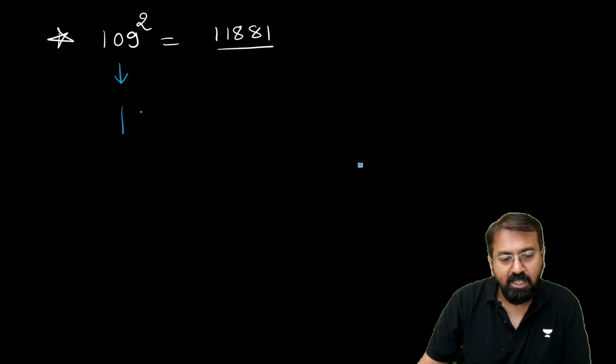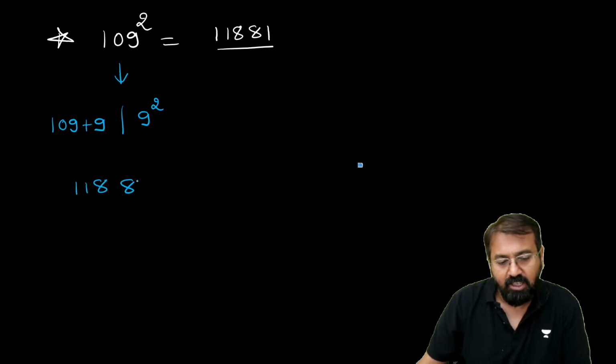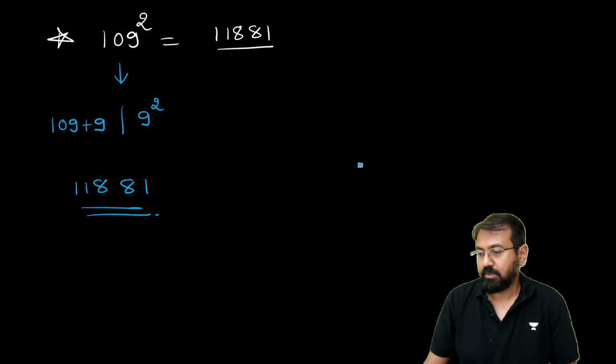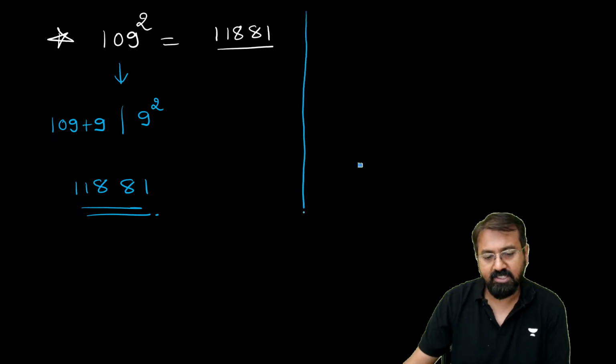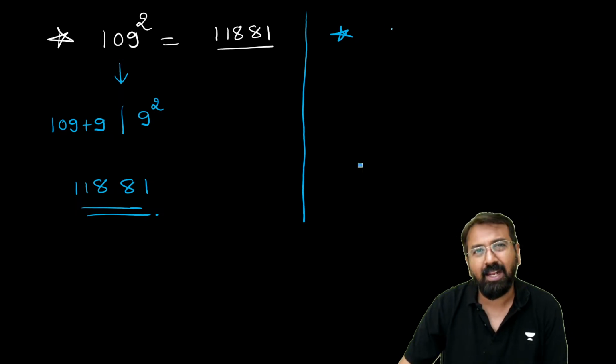So guys, the right part over here will be 9 square and the left part will be 109 plus 9. So it's 11881. Is this clear? Let's take one more question, guys. Can you tell me what will be the square of 102?